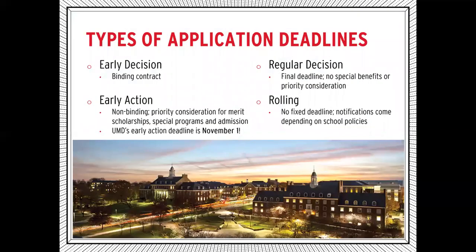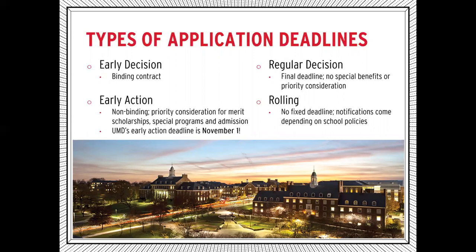So now we'll go into the different application deadlines. There's early decision, regular decision, early action, and rolling. So early decision is a binding contract. So definitely keep in mind, if you're applying early decision to a certain school, it means that if you are admitted, you are going to that school regardless of whether they give you any scholarships or any financial aid. So early decision is a really, really big decision. So definitely make sure you're doing your research before you decide to apply by an early decision deadline.